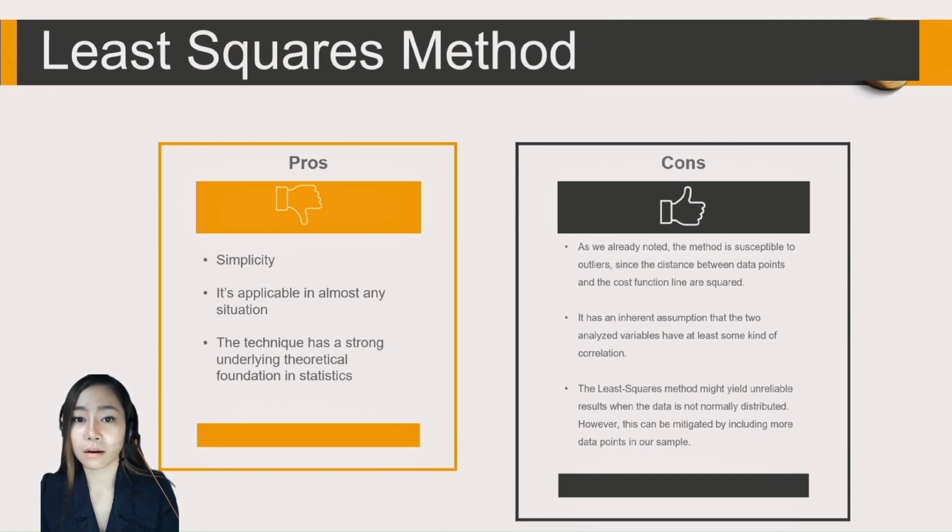And the cons. As we already noted, the method is susceptible to outliers since the distance between data points and the cost function is squared. Also, it has an inherent assumption that the two analyzed variables have at least some kind of correlation. And the least squares method might yield unreliable results when the data is not normally distributed. However, this can be mitigated by including more data points in your sample.